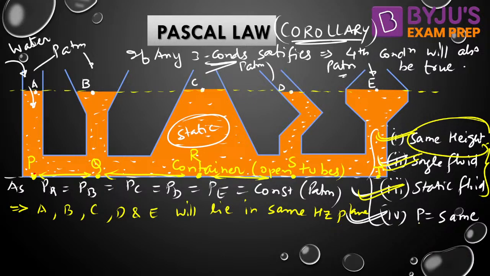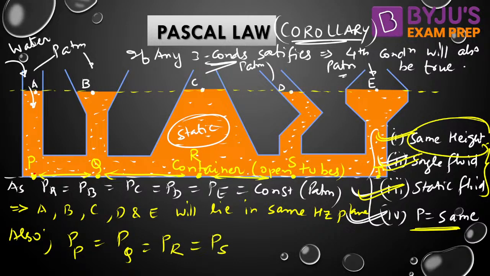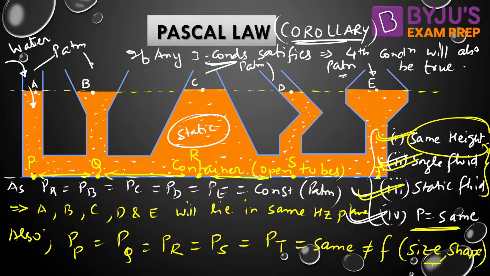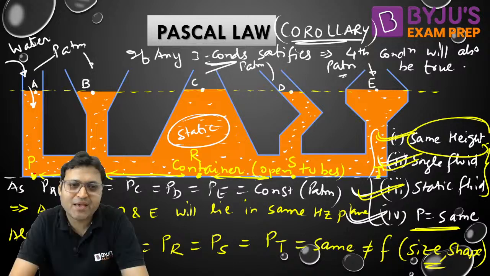Then according to Pascal's law, the fourth condition will also be true. What is that? Pressure at P will be equal to pressure at Q, equal to pressure at R, equal to pressure at S, equal to pressure at T, will be constant, will be the same. Pressure at P, Q, R, S, T will be the same irrespective of size of the tube, shape of the tube, and area of the tube. I told you Pascal's law has nothing to do with the shape, size, area, etc.